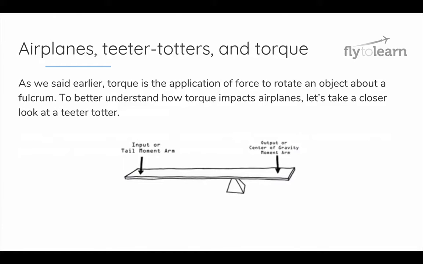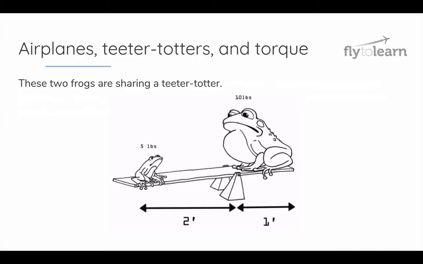As we said earlier, torque is the application of force to rotate an object about a fulcrum. To better understand how torque impacts airplanes, let's take a closer look at a teeter-totter. In this example, two frogs are sitting on a teeter-totter. One is larger, sitting closer to the fulcrum or balancing point. One is smaller, sitting further from the fulcrum.